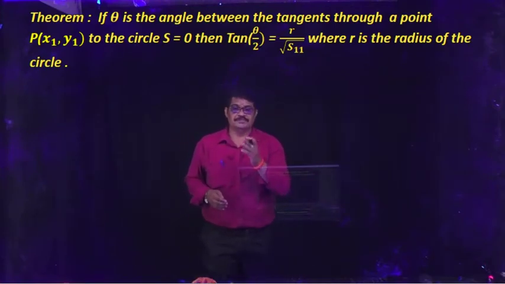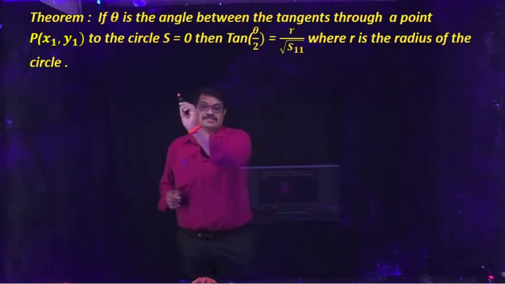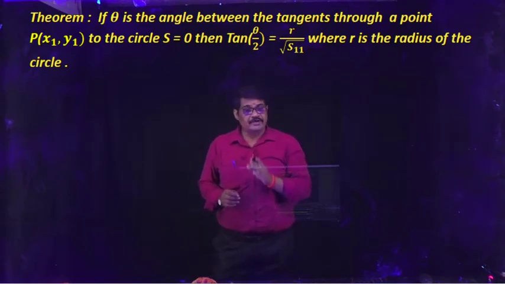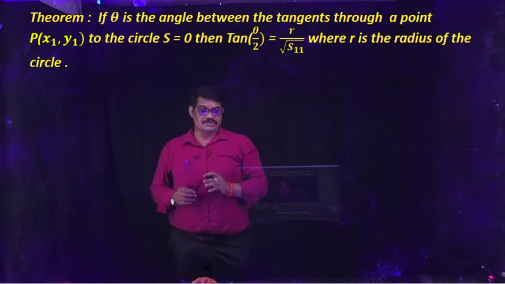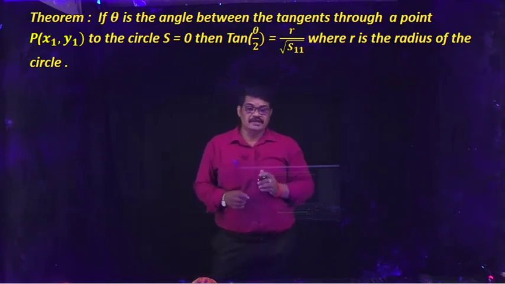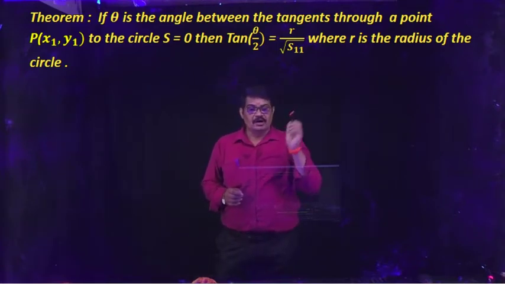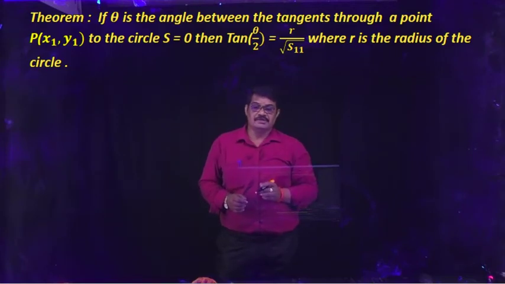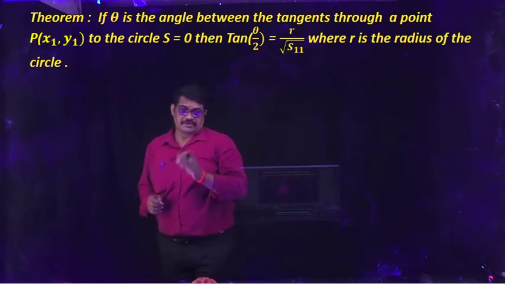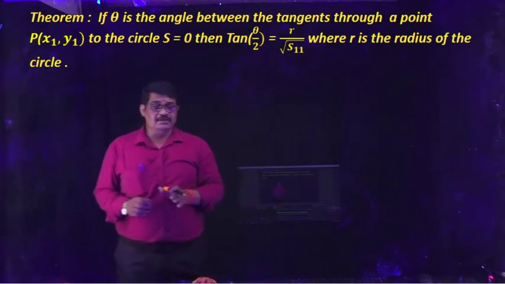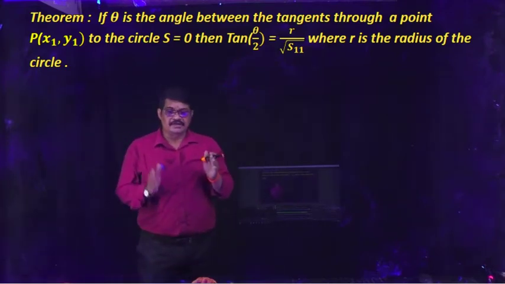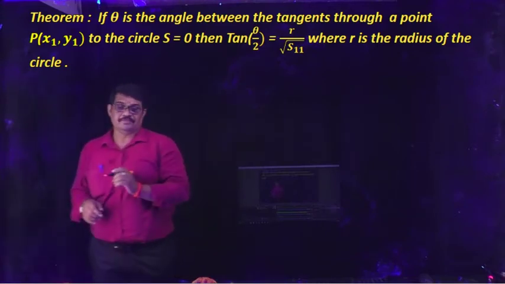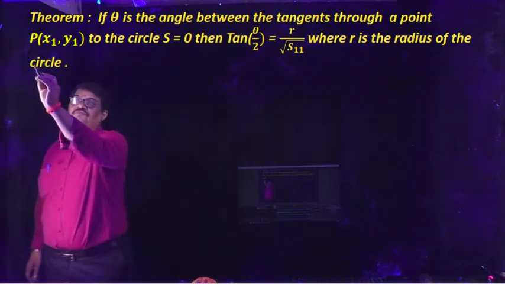See the theorem. If theta is the angle between the tangents through a point P (x1, y1) to the circle S equal to 0, then tan theta by 2 is equal to r by root of S11, where r is the radius of the circle. This theorem is very important for finding the angle between the tangents from a point to the circle. So see the proof.